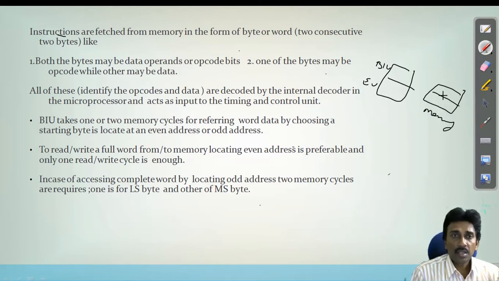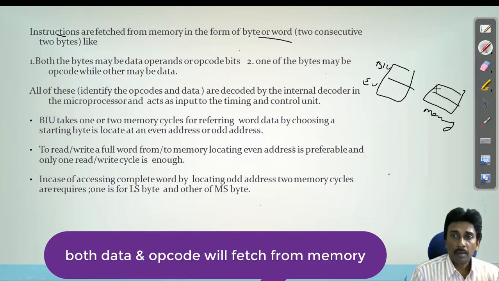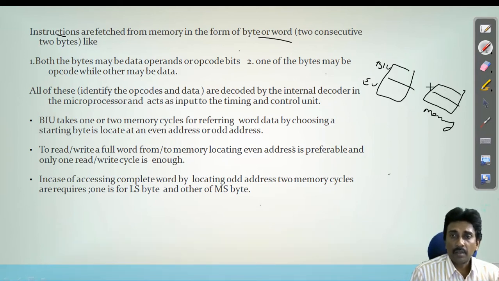So the instructions come from the memory in the form of a byte or word. Sometimes we need to store data and sometimes we need to store the opcode. At other times both data and opcode will be there in the memory itself. For identifying the opcodes and data, the memory instructions come to the processor in a queue. In the queue, the prefetched instructions are sent to the internal decoder unit. In the decoder, the instructions are translated into a sequence of steps. So what are the actions to be taken? That decoder output will be sent to the timing and control unit as input to execute the instructions.